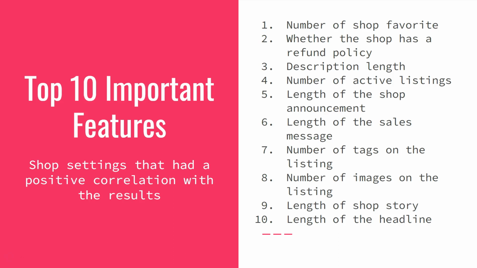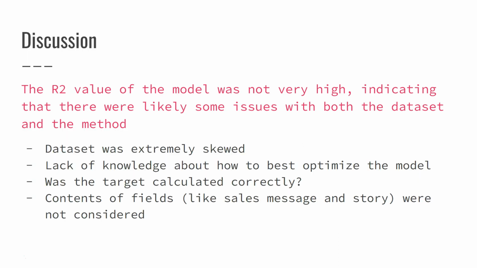The number of images on the listing, so including more images so that people can see different angles and stuff, would probably make people think more highly of your shop when they're going to review. So obviously the R squared value, this is where I talk about some of the stuff I think was wrong with my method. The R squared value was not very high, so there was definitely some sources of error in my method.